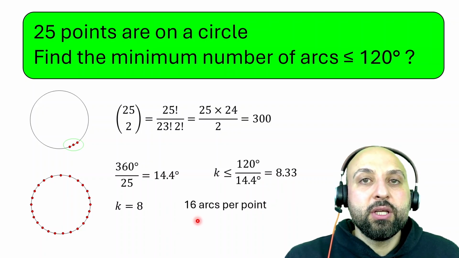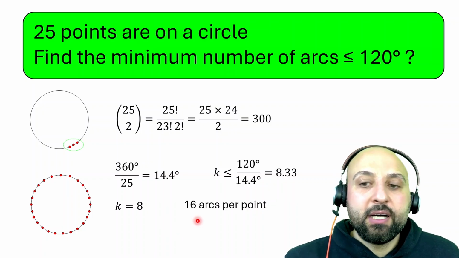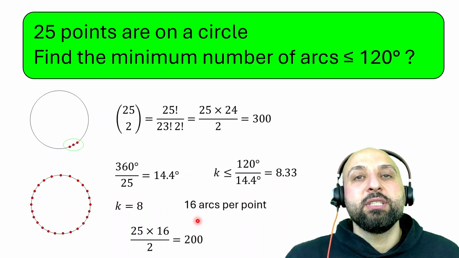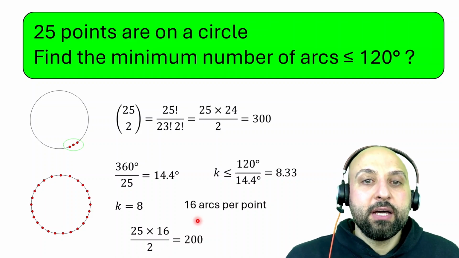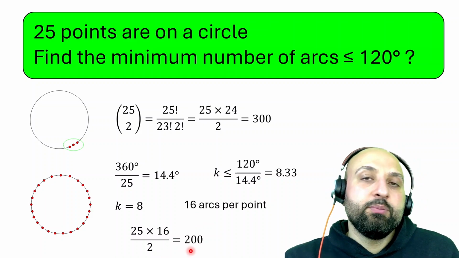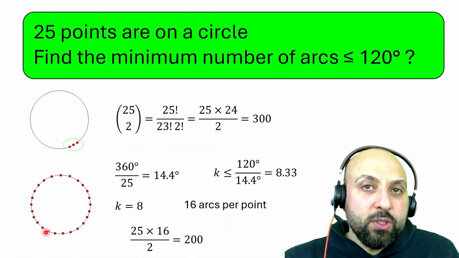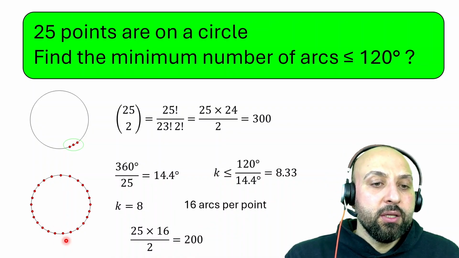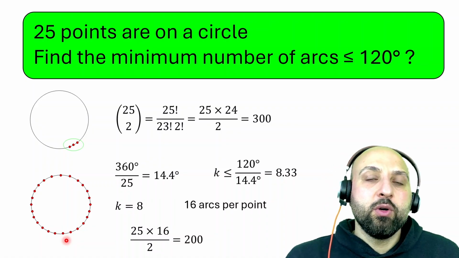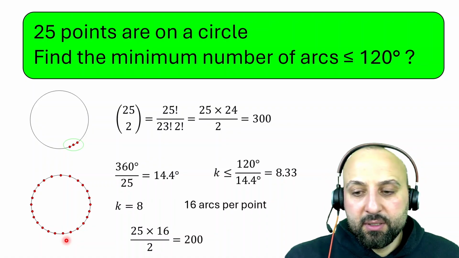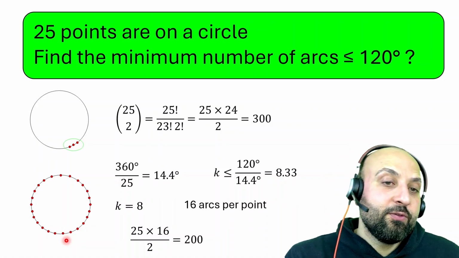Then the total number of arcs will be 25 times 16. But because every time we calculate an arc, we are actually counting it 2 times, we have to divide it by 2. It becomes 200. So if we uniformly distribute the points on the circle, we will have 200 arcs that are equal or less than 120. But maybe we can improve even further.